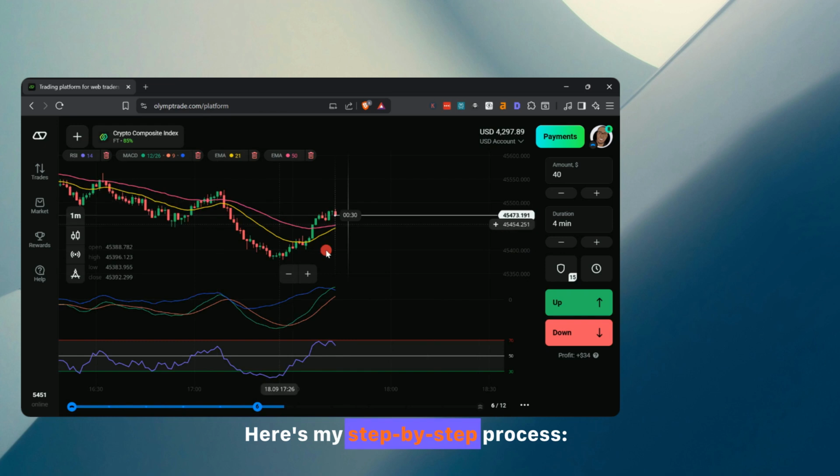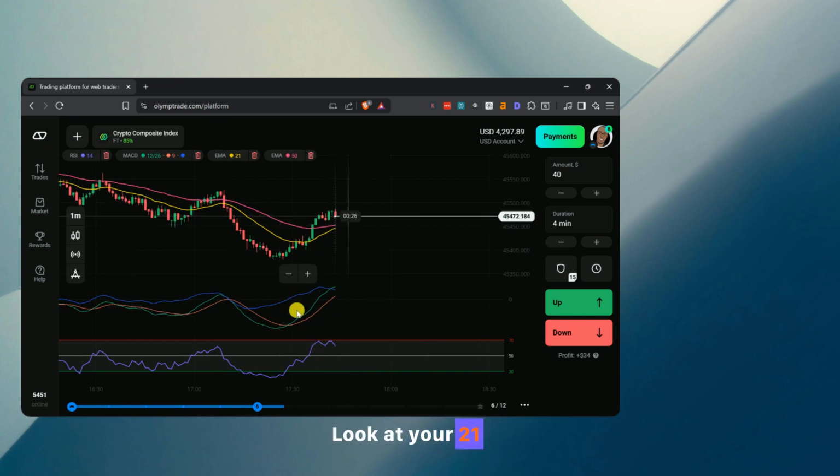Here's my step-by-step process. Step 1. Check the trend with EMA. Look at your 21 and 50 EMAs. Are we trending up, down, or sideways? This determines what type of trades you'll be looking for.